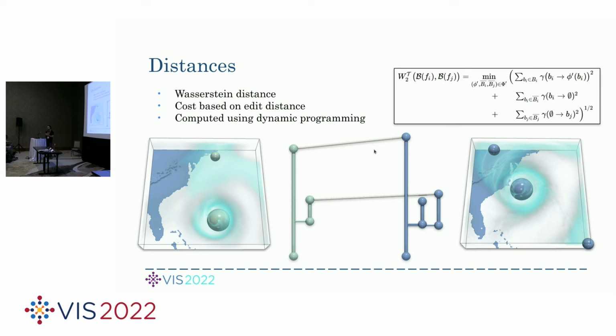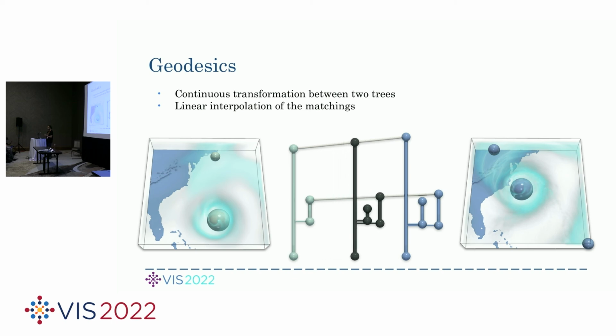So when we compute a distance, it will give us an assignment between the nodes of the trees, and this assignment can be used to compute a geodesic between these two trees, that is a continuous transformation from one tree to another. Basically, it's just a linear interpolation of the assignment given by the distance. And we also use a normalization term, but I invite you to read the paper for the details.